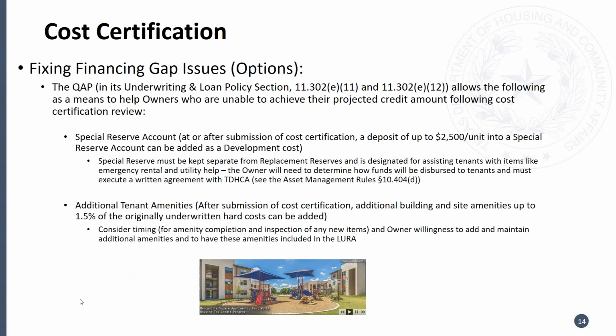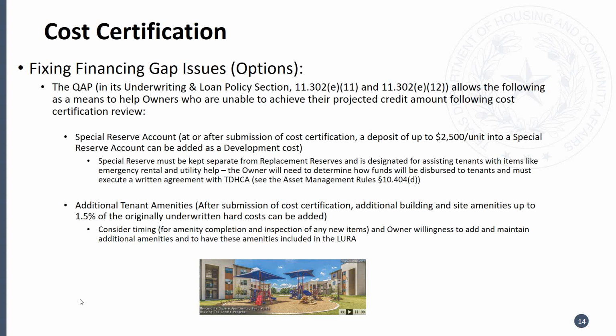So what if you have a deal that is being gapped in the credit amount? So the sources exceed the uses. The QAP and the underwriting rules section has two options for owners. One is doing a special reserve account, and this is really to assist tenants living at the property. The more common uses are rental and utility assistance, but it's pretty open-ended as long as it benefits the tenant and it's something above and beyond what is already required. That reserve can be used for that purpose.